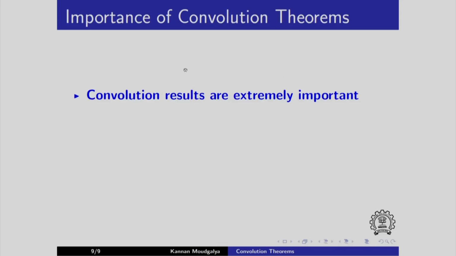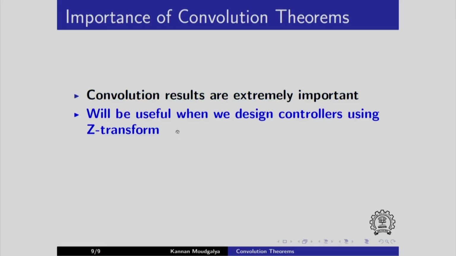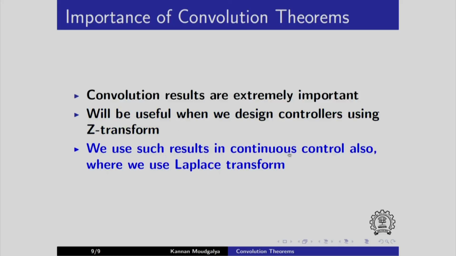Why are these important? These will be useful when we design controllers using Z transform. We use such results in continuous control also that are based on Laplace transform. We will use these results repeatedly in this course.